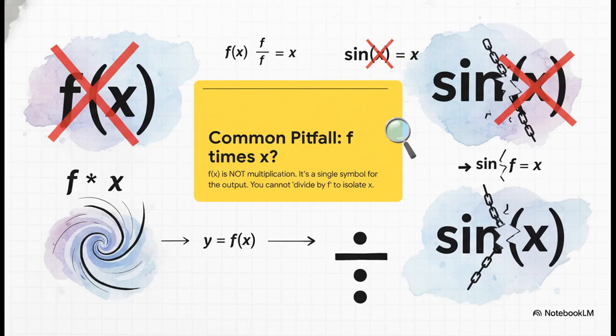And I know I said this before, but we have to circle back to it because it is that important. You have to burn the idea of f times x out of your brain. It's a single unit, a single name. You can't just divide by f to solve for x any more than you could divide by sine in sine of x. It's one whole symbol that stands for the result.